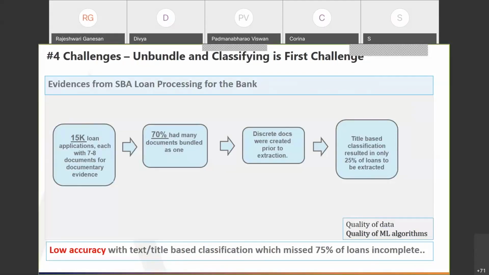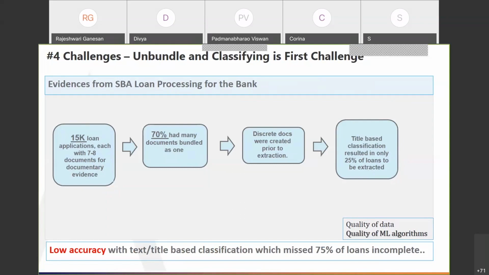The fourth challenge is when we take on these kinds of projects. In this particular case, I'm talking about SBA PPP loan processing. We had about 15,000 loans, and each loan applicant would have 7 or 8 documents which the person had to submit as documentary evidence in order to be eligible for this loan. There was a huge variance, though a lot of these were proofs about them filing tax returns, the number of employees they had, the wages of these employees, and so on. There were a lot of variations in how they had bundled it.